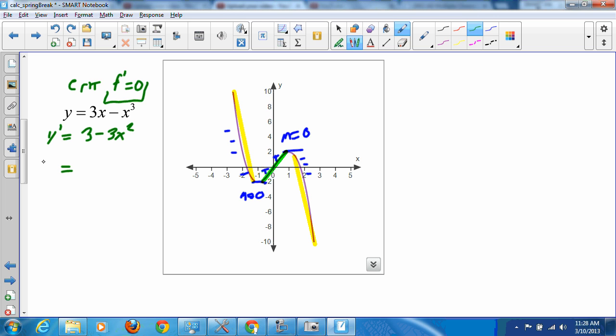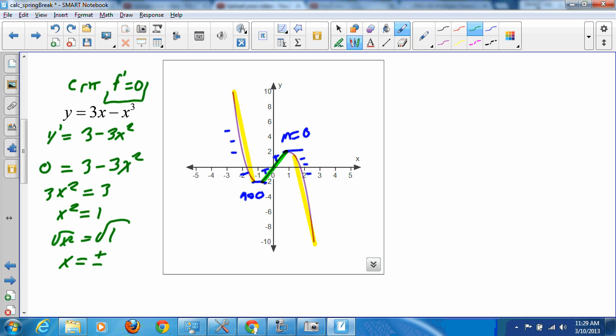So if you set this equal to 0, you have 3 minus 3x squared equals 0. Solving, you could move the 3x squared over, divide by 3, you get x squared equals 1. And take the square root of both sides, and you can see that this occurs at positive and negative 1.